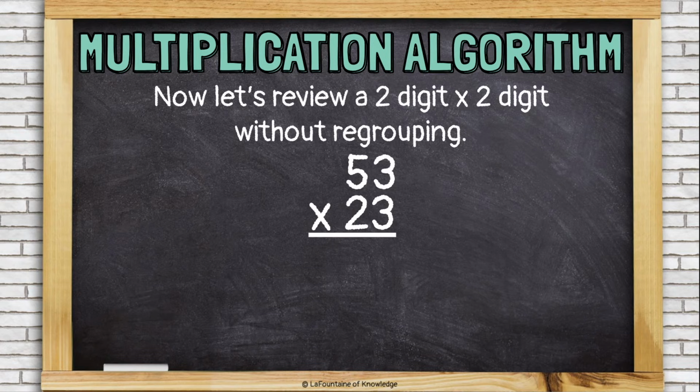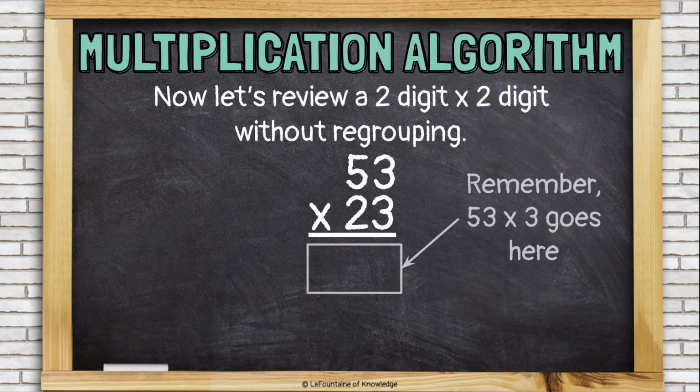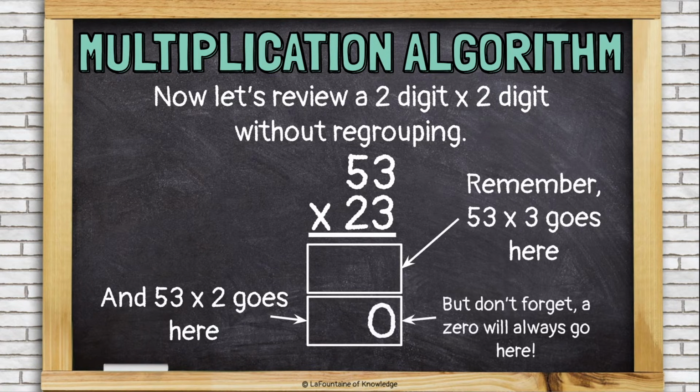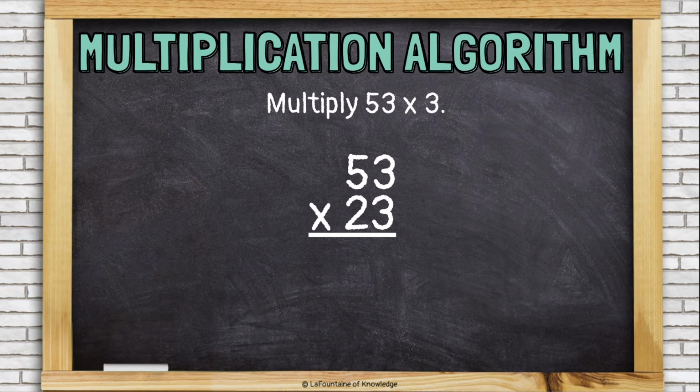Now let's review what we learned in the last lesson, 2 digits times 2 digits without regrouping. So remember, 53 times 3 goes here, 53 times 2 goes here, but then we also have to have that 0. There's always going to be a 0 right here. All right, first we're going to multiply 3 times 3. That's 9. And then we're going to multiply 3 times 5, and that's 15.